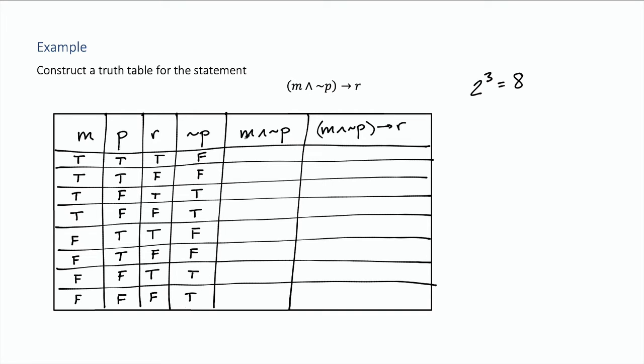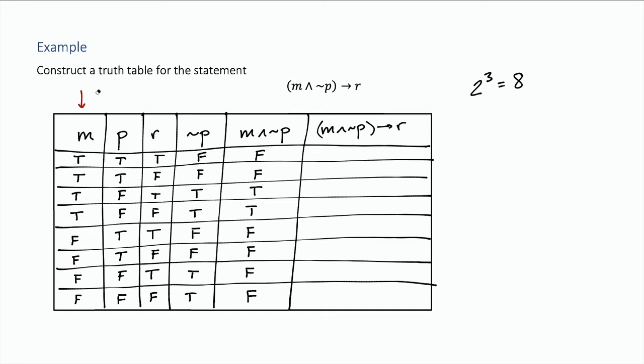Then we have M and not P. So looking at M and not P, that's this column and this column. It's an and statement, so we're looking for both to be true. Here, they're not both true, so this is false. Our next row, they're not both true, so this is false. The next one, they are both true, so that's true. And here, they're both true, so that is true. And the next 4, they're not both true, because we've got the falses there. So that's going to be false.